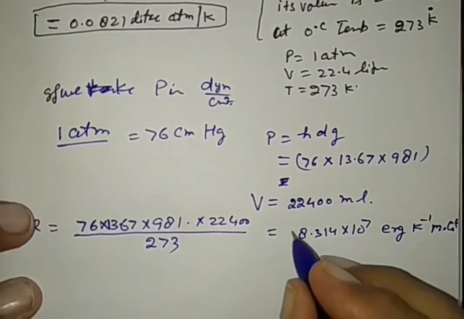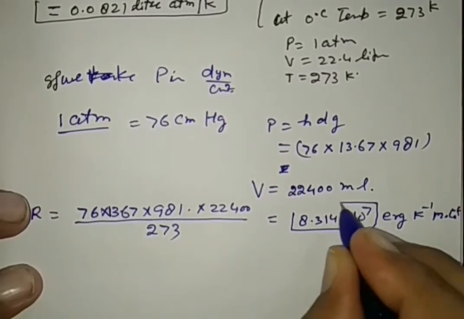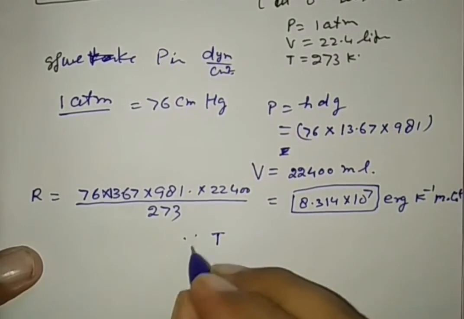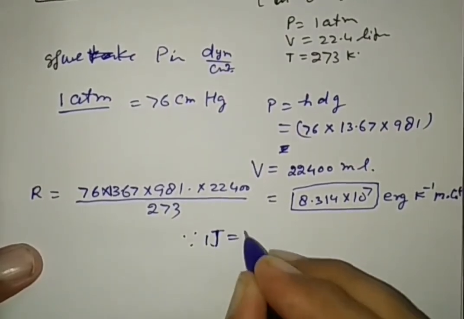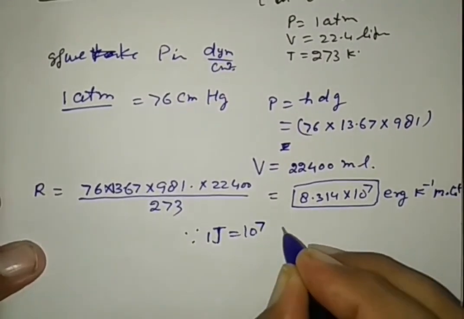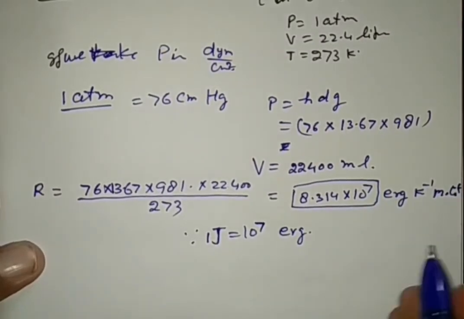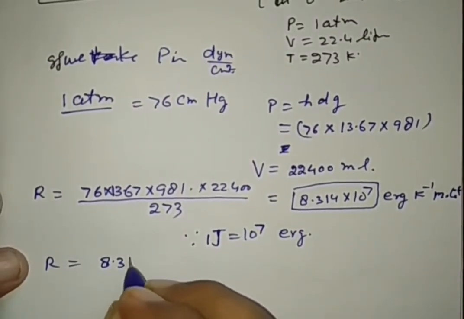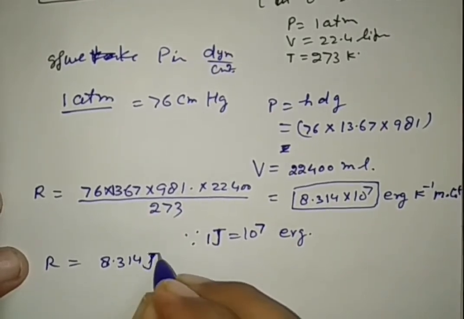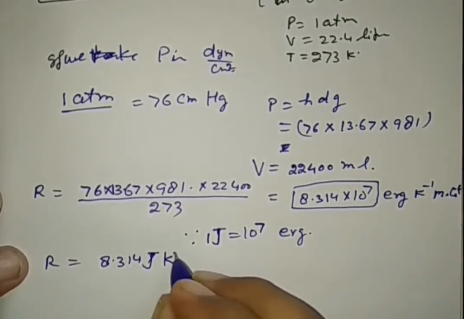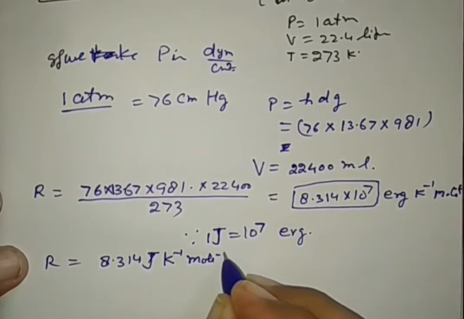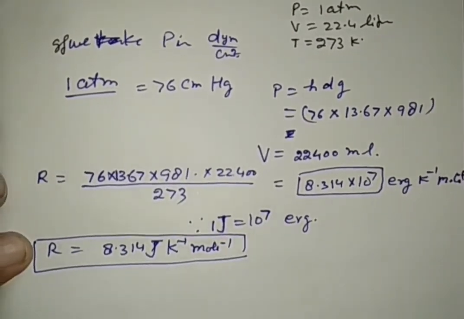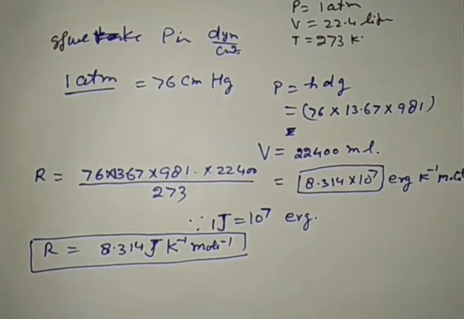Right? Now see, we may change this value into another form. We know that 1 joule is equal to 10 to the power 7 erg, so we may write R is equal to 8.314 joule per Kelvin per mole. This is the numerical value in the MKS system of R.